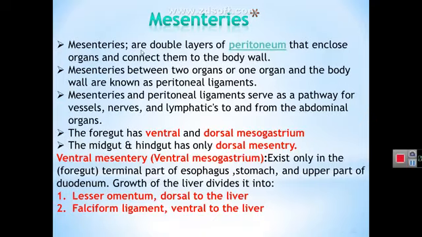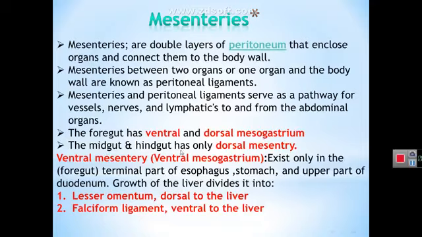Mesenteries. In general, mesenteries are double layers of peritoneum that enclose or suspend organs and connect them to the ventral and dorsal body wall. The mesenteries between two organs or one organ and the body wall are known as peritoneal ligaments. Both mesenteries and peritoneal ligaments serve as a pathway for vessels, nerves, and lymphatics to and from the abdominal organs. So the foregut has ventral and dorsal mesogastrium.